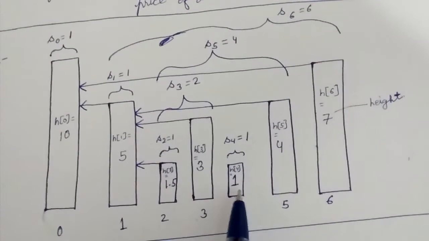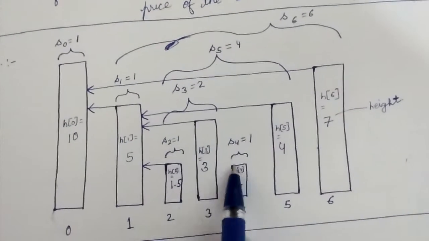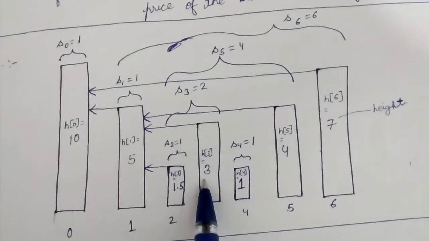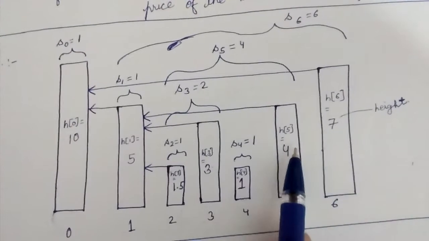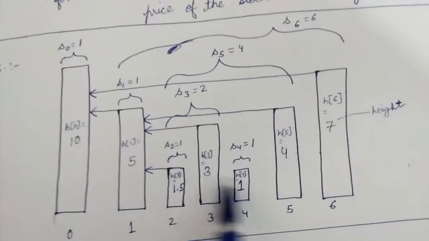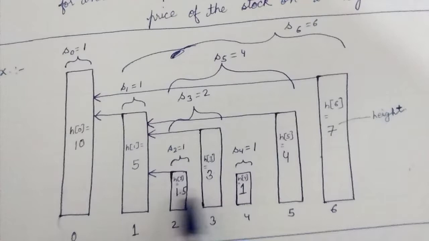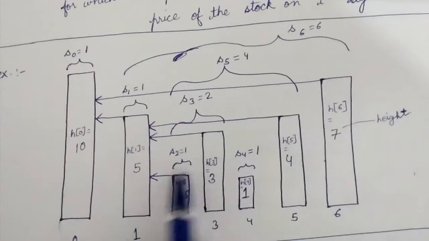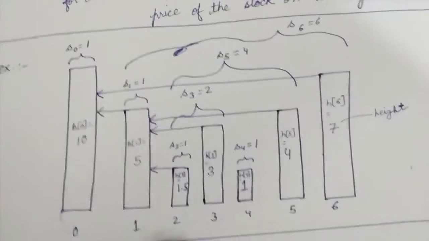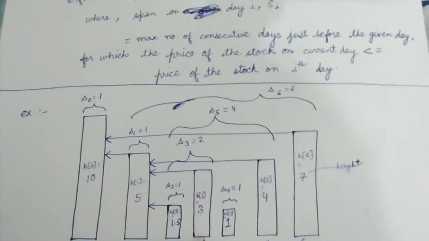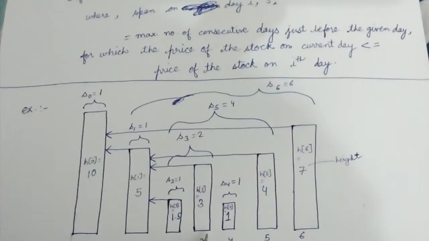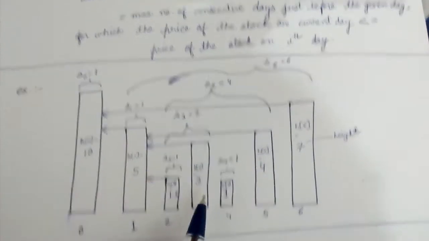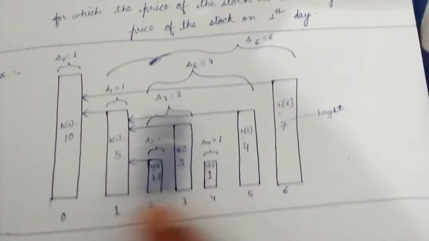So S4 is similarly 1 because there is no bar which has height less than it. For this one, this has height less, this has height less, this has height less. So there are 3 bars having height less. So S5 is equal to 4 because 5 minus 1 is equal to 4. We subtract the indices. Okay, so that's the implication of this sentence.